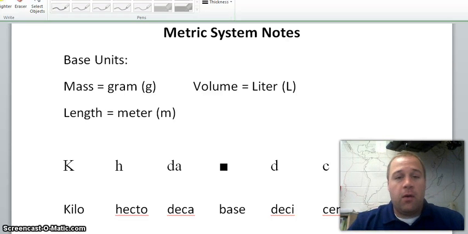The metric system notes are pretty straightforward. The three base units that we're going to use in the metric system are the gram for mass, the liter for volume, and the meter for length. As you can see on the bottom here, we have the KHDA.DCM. All those are the metric prefixes for kilo, hecto, deca. The dot is the base unit, so that's your gram, your liter, or your meter.